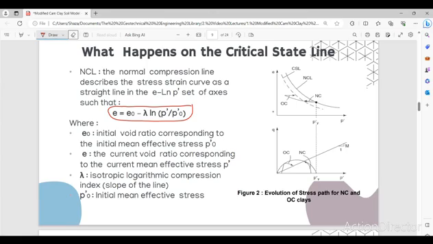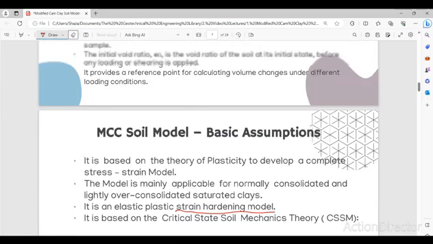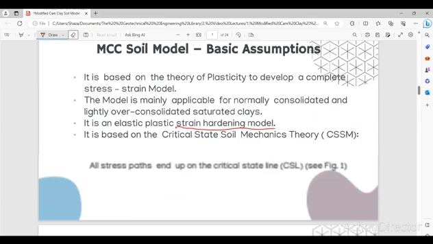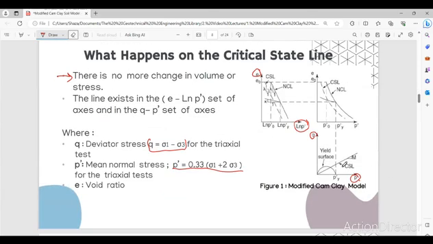So once you construct this curve, you can also construct q versus p prime, and this is the straight line. Do you remember M? This is M that we talked about, which is the friction constant. And as I said before, it is the slope of the critical state line, and this is the critical state line.